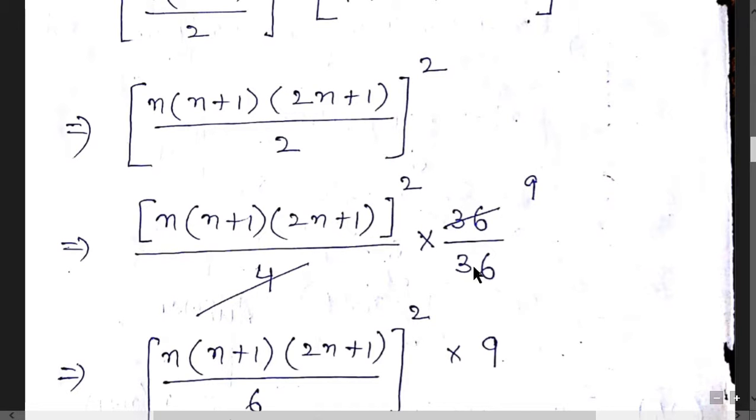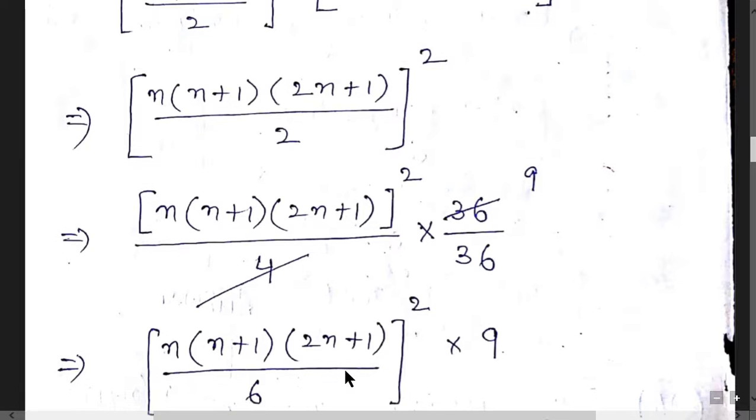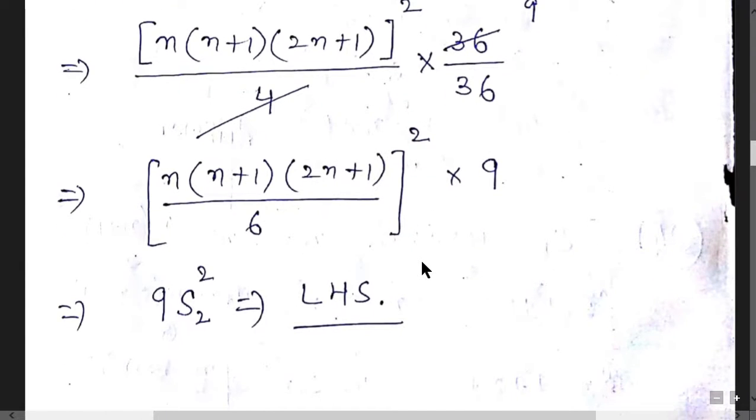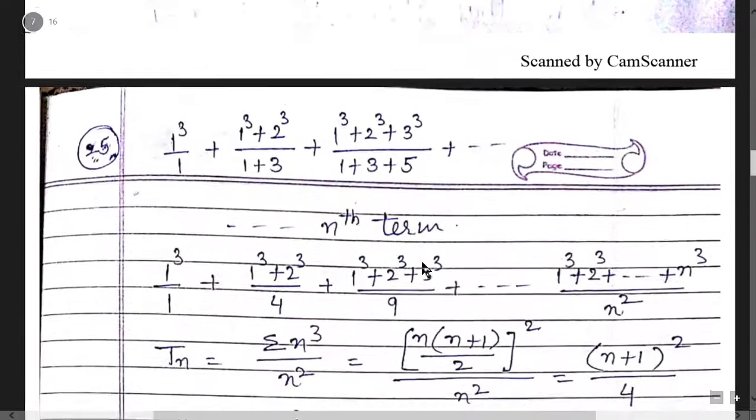Now multiply and divide it by 36 so that you can design the formula for S2. It's the formula for S2. It's n into n plus 1 into 2n plus 1 over 6, whole square, and 9 is extra. Nothing else. You have to adjust the terms so that you can design S2. It's 9 into S2 square. It's right, the left hand side.